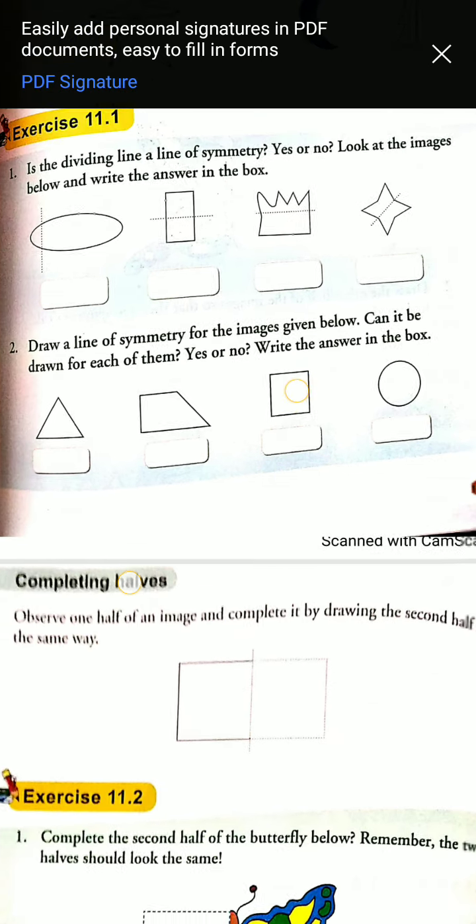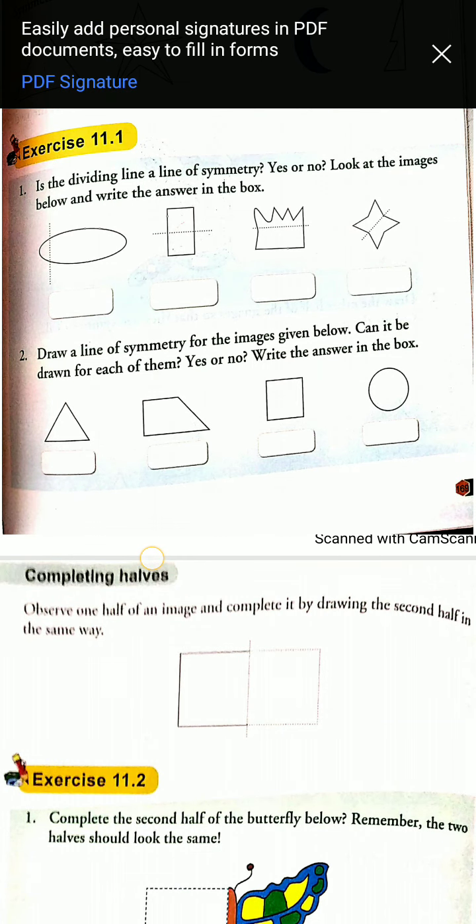Why? They are asking, draw a line of symmetry for the images given below. Can it be drawn for each of them? No. See here, this one is a square, this one a square. If we draw in the center, yes. Is it possible? Yes, we can draw a symmetry line here. If we draw a line here, yes. It means here we have many options. If we draw in the center, then it is also a symmetry figure. If we draw here, then also symmetry. That means yes.